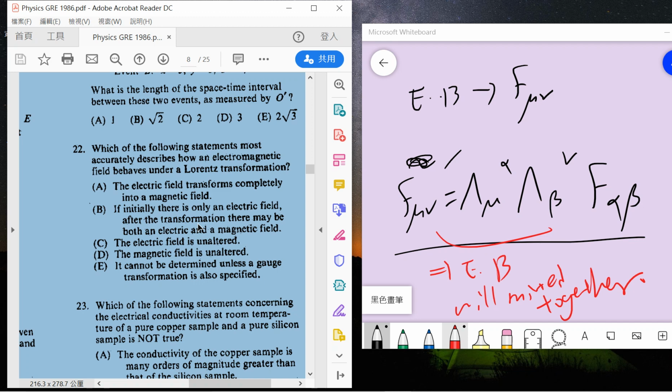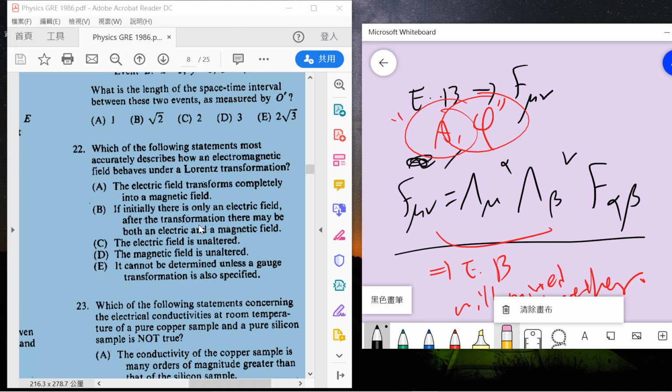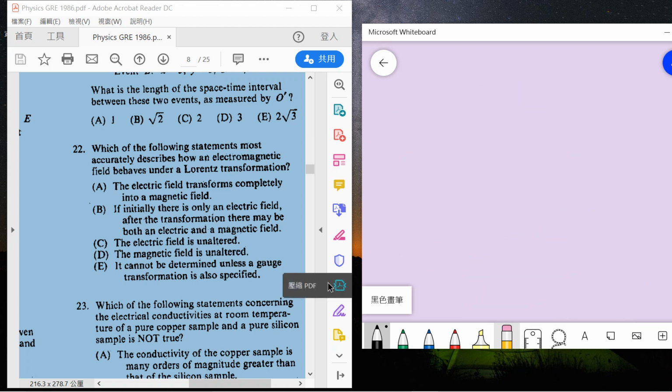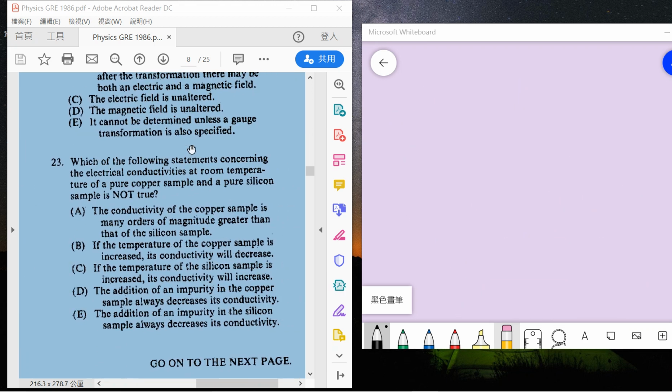E said that it defines using gauge transformation. This is not correct because gauge transformation appears in the vector potential and the scalar potential, but not in the electric field and magnetic field. So the answer is B. So basically, if you have roughly some idea about this, then it's enough to answer this.